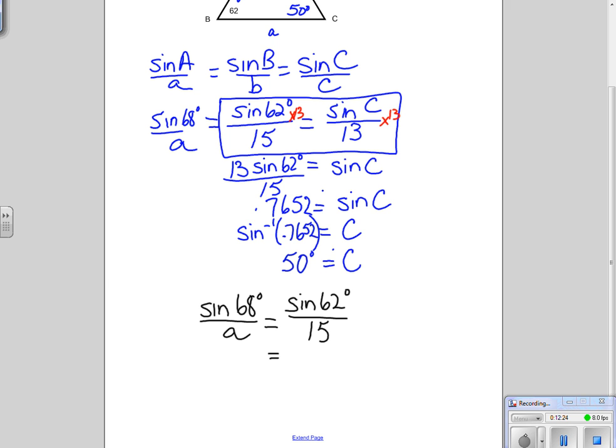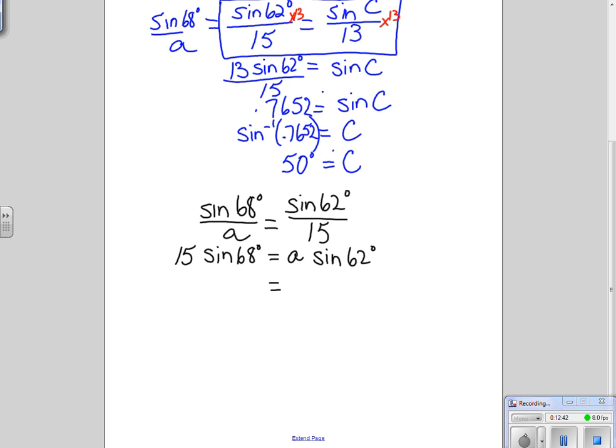All right, next line. Multiplying both sides by 15, I get 15 times sine 68. And on the right side, I'm going to multiply both sides by A. I'm going to get A times sine 62. To get A by itself, I'm going to divide both sides by sine 62. 15 sine 68 over sine 62. Now I'm going to touch my calculator and I will get my answer for A. Approximately 15.8 for side A.